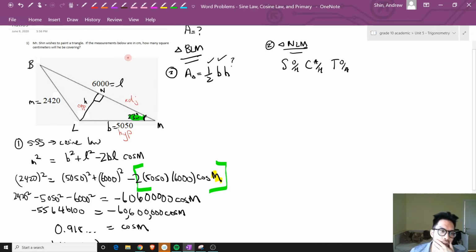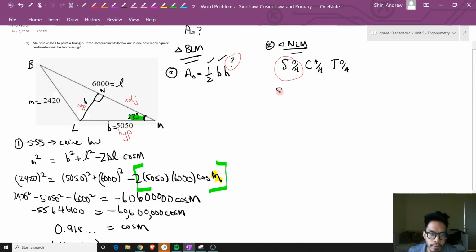Okay, and then what do we want? We want h. Sorry, they want the opposite, because that's what h is. And we also are given the hypotenuse. So we want something that has both opposite and hypotenuse, which is going to be sine.